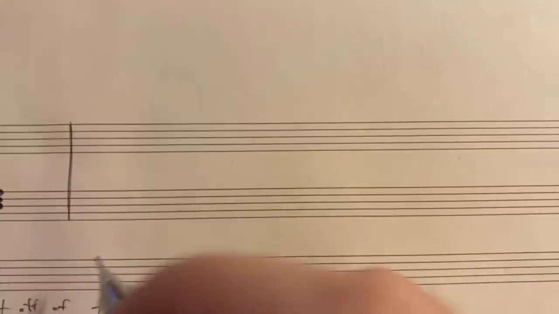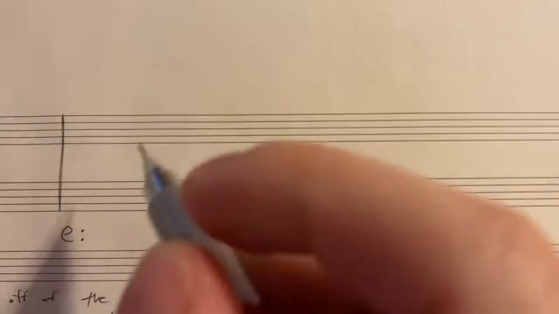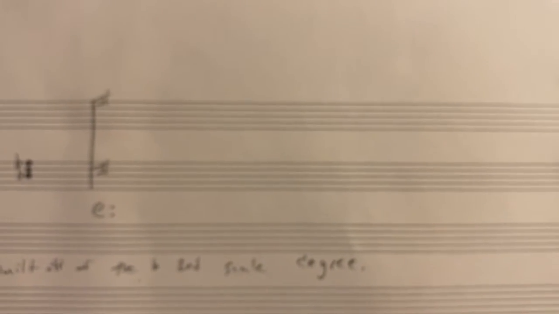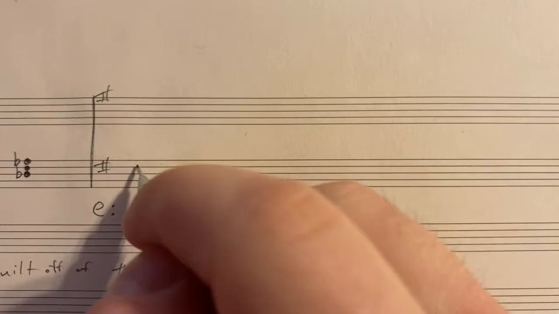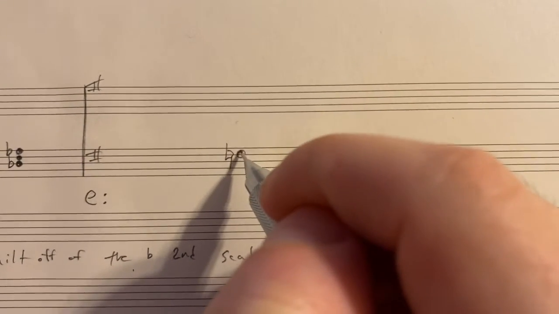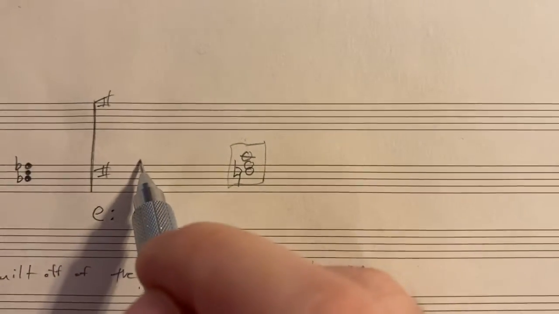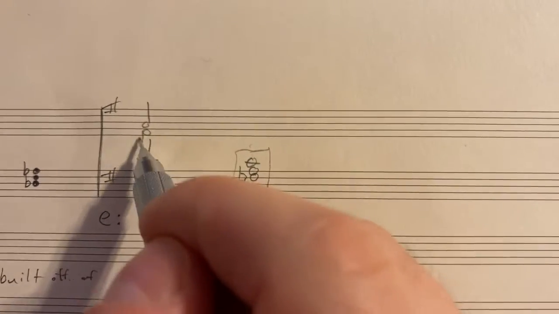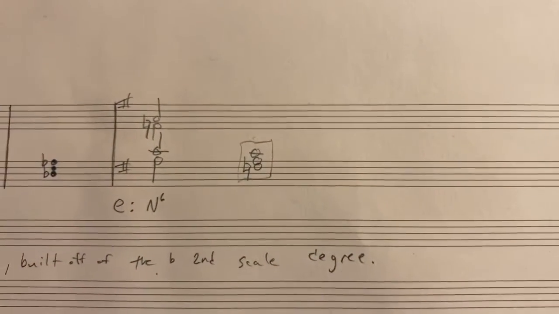Let's do another key. Let's do a key of E minor. Key signature 1 sharp. We take the second scale degree. In E minor, that's F sharp. We flat it. That changes to F natural. We build a major triad, in this case an F major triad, and then we put it in first inversion. That's our Neapolitan 6th in E minor.